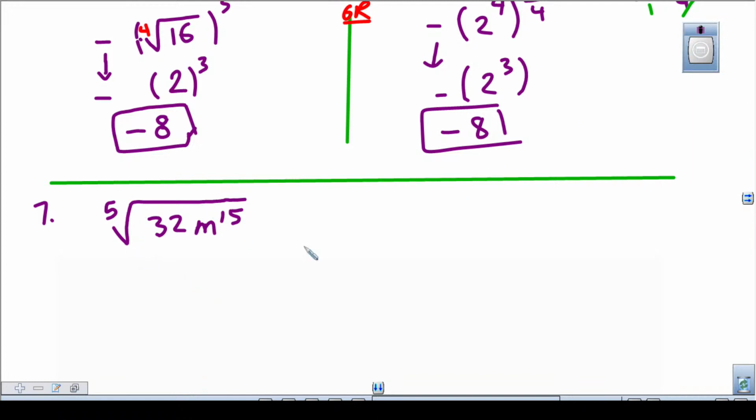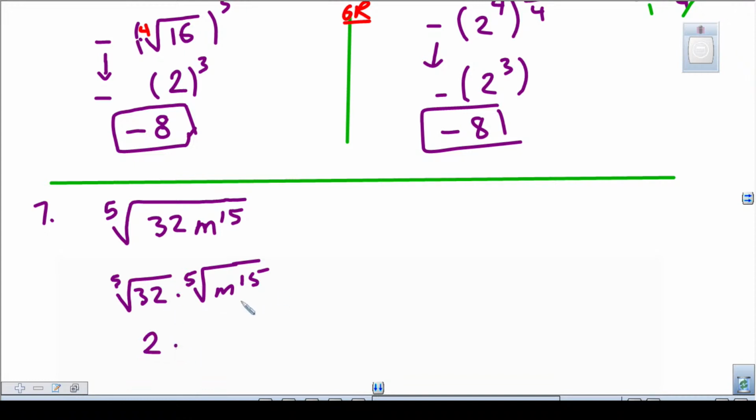So how do you simplify this? Well, again, I'm going to break it into its components. I'm going to divide and conquer. So I take the fifth root of 32, multiplied by the fifth root of m to the 15th power. Can you have a power under the root? Yeah, of course you could. But we're going to simplify it in a second. What number multiplied by itself 5 times gives you 32? That's the 2. 2 to the 5th is 32.